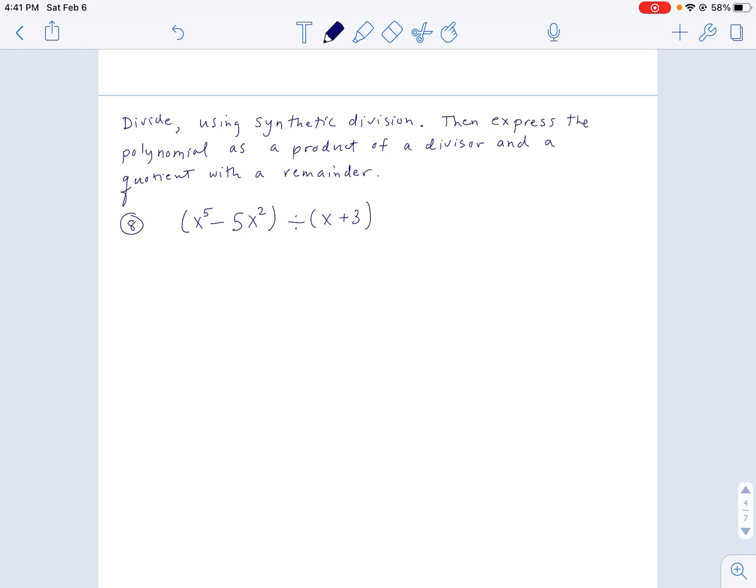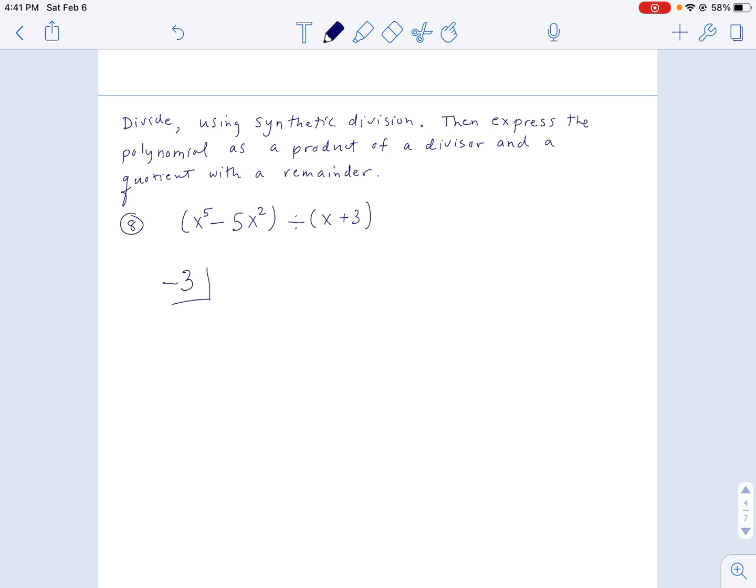It's a division problem. We're going to take x to the 5th minus 5x squared and divide by x plus 3. Now I'm dividing by x plus 3. That means my multiplier, or the number in the box, is negative 3. And you've got to watch, x to the 5th minus 5x squared is missing a bunch of terms. So everywhere I'm missing a term, I have to put a 0 in my string of numbers.